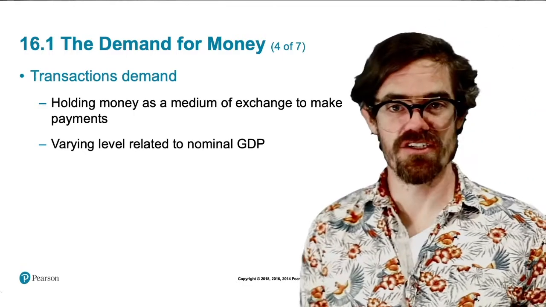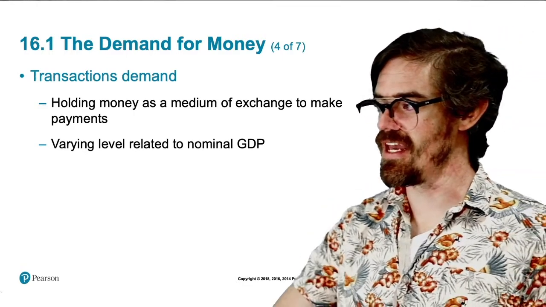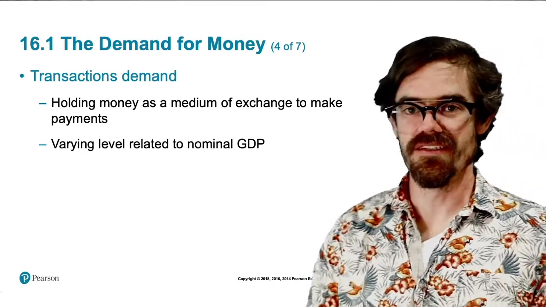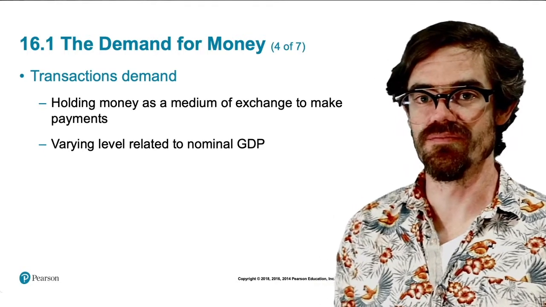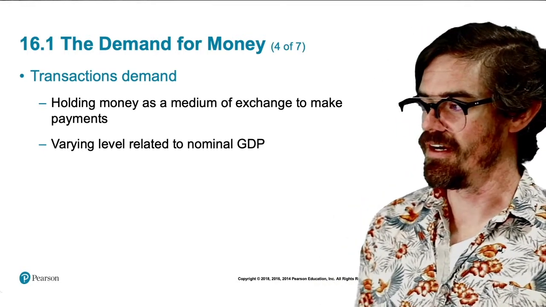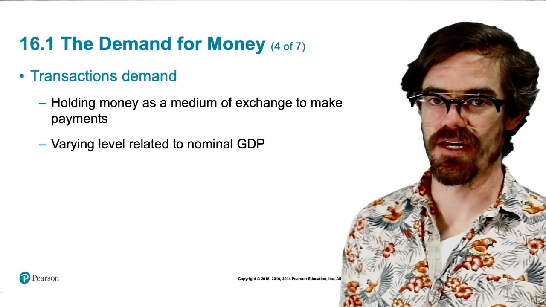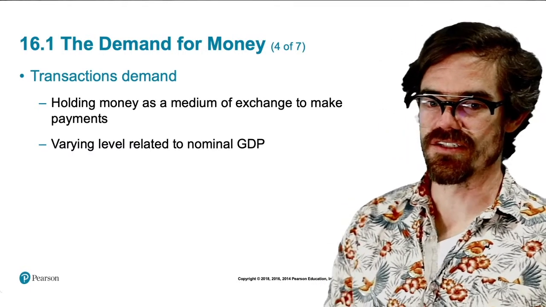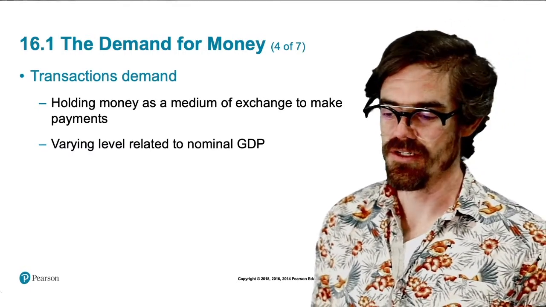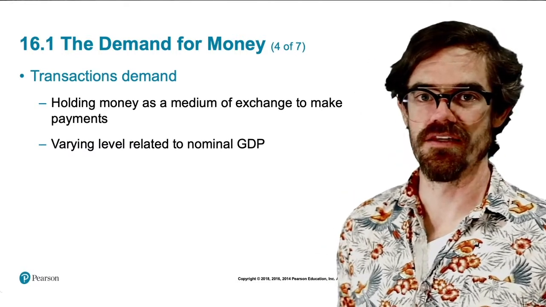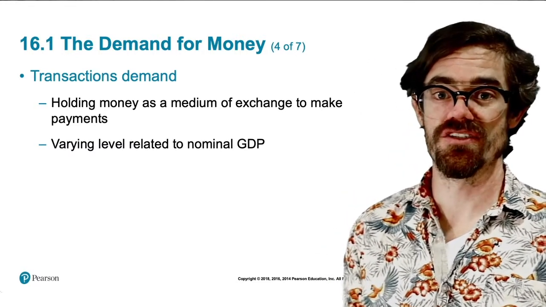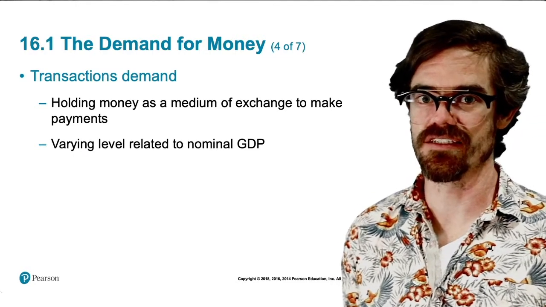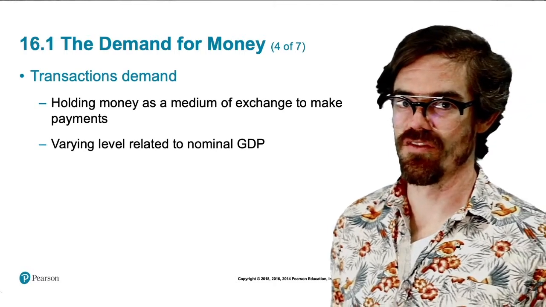All right, transactions demand. Like I mentioned, this is holding money as a medium of exchange to use in making payments. The level of transactions demand will vary, and it's related to nominal GDP. It really depends on the size of economic activity, basically. So when the economy is really chugging along and picking up steam, transactions demand for money increases. And when the economy contracts and there's not as much economic activity, transactions demand for money decreases.